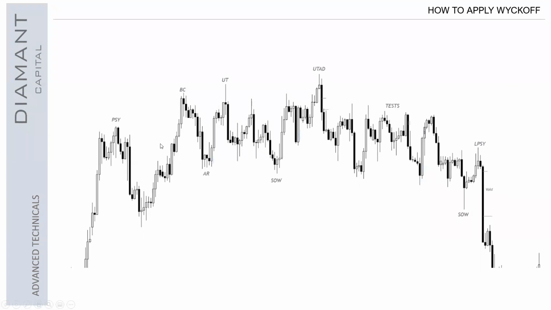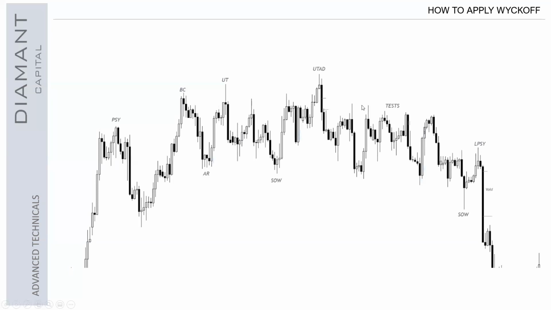So PSY, buying climax at the top. We had automatic rally straight into that point of interest. UT, sign of weakness to the downside. So you can consider that as a type of breaker structure. And then you've got that UTAD, which is that run on the UT at the top. And then from then you start to see another breakdown. This is the official break of that SOW. And then you've got the tests.